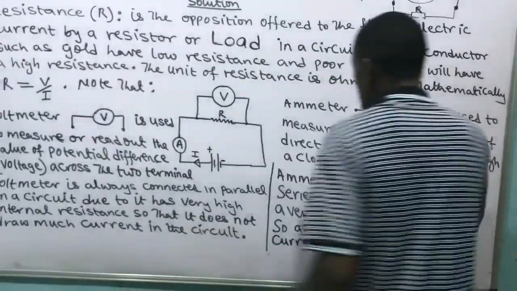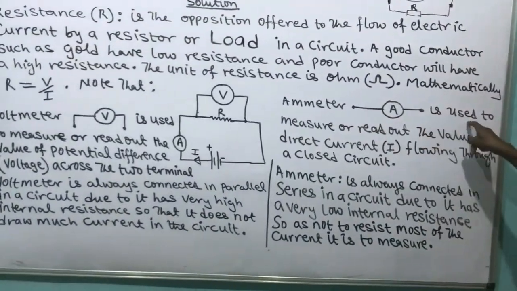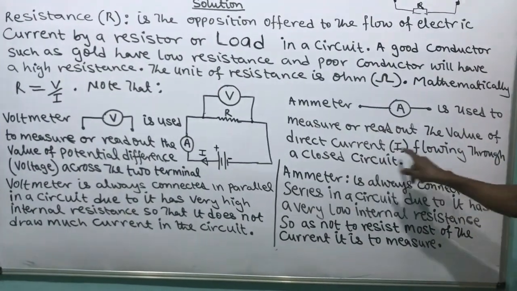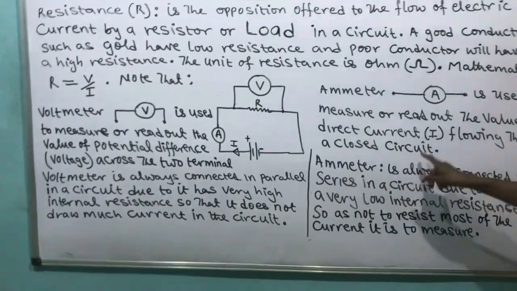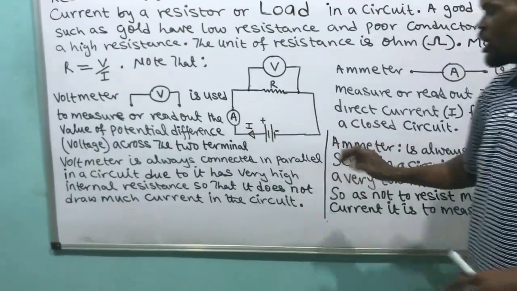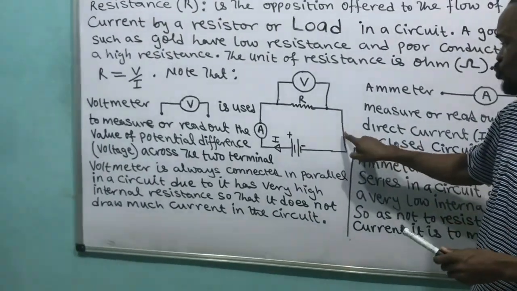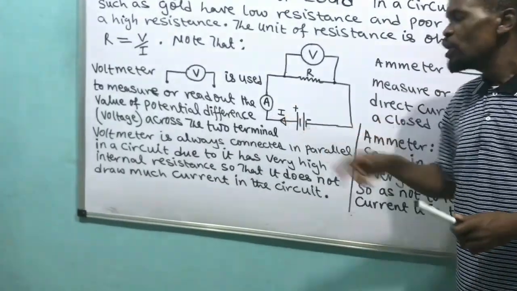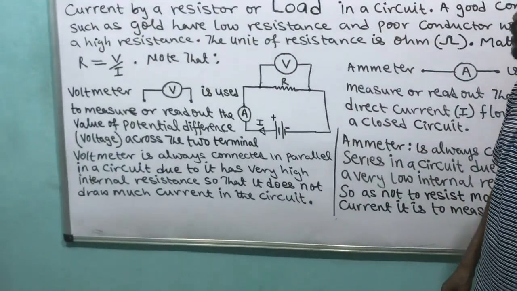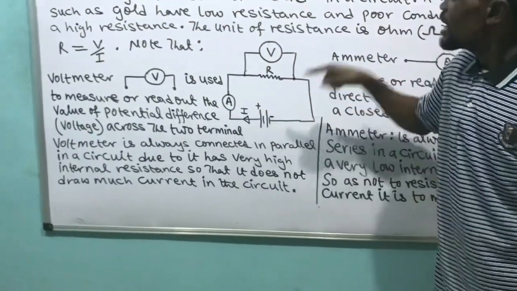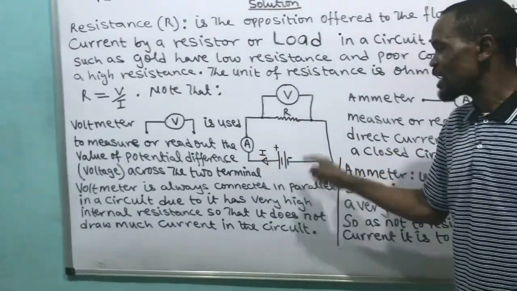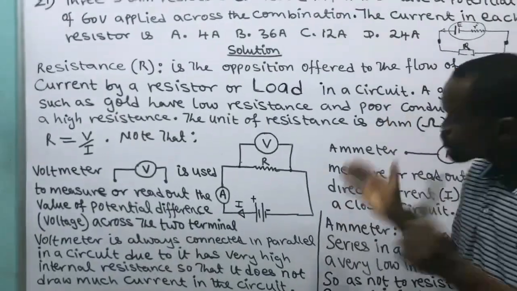Now let's go here. The ammeter, which is this, is used to measure or read out the value of the direct current flowing through a closed circuit. Before an ammeter can read a current, that circuit must be a closed circuit. Have you seen a closed circuit? If this circuit is an open circuit, like I have a switch here and I open the switch, there will not be any reading. The ammeter will not read. The voltmeter will read. So this voltmeter and ammeter are used to read the voltage across the load and the current passing through the load when the circuit is closed.